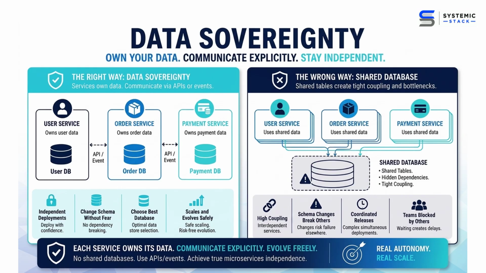Now, in an interview, if you're asked how two services should communicate, never say they just read from the same database. That's a huge red flag. Instead, explain that they must communicate via well-defined APIs or events. Each service should treat its data store as a private implementation detail. This might feel like extra work, especially with data duplication, but it's the only way to ensure that your services can actually evolve and scale without bringing the whole system down.